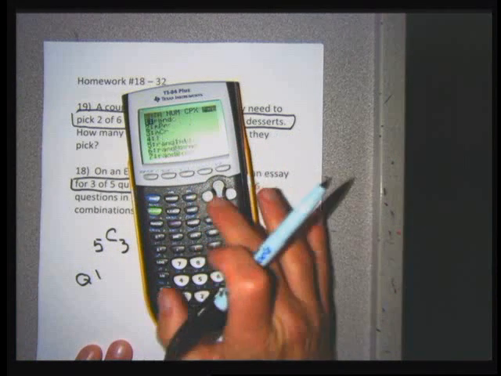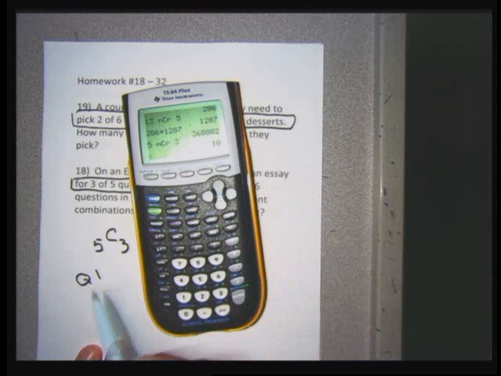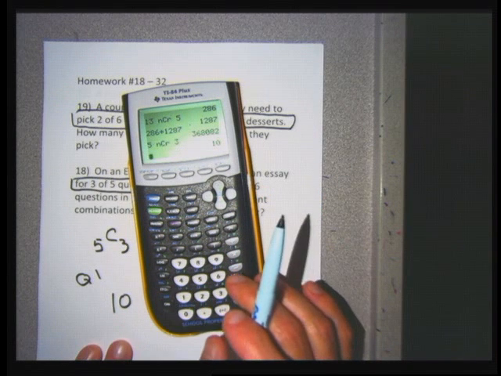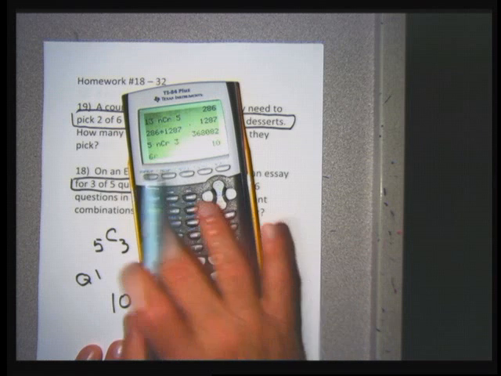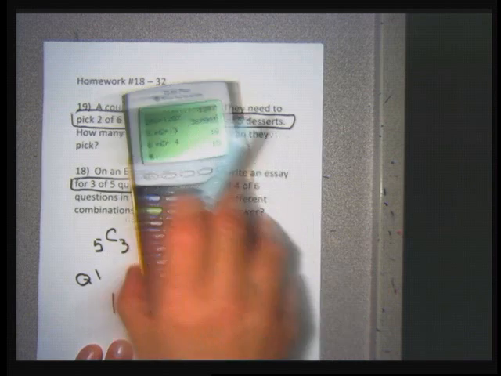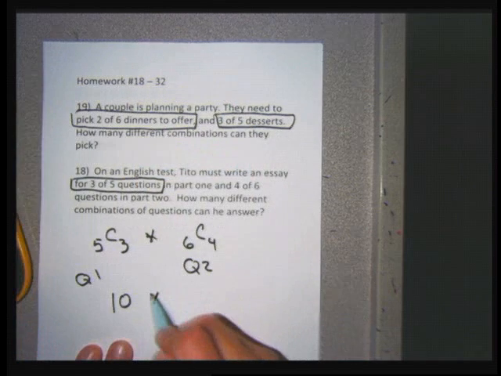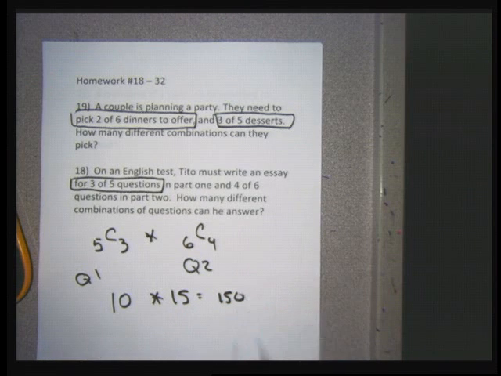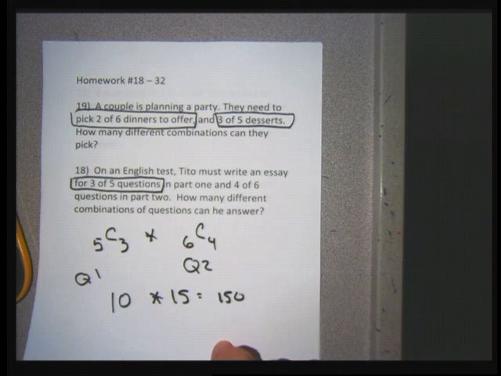5 math choose 3 is 10. So the first number is going to be 10. And then 6 math choose 4 is 15. So mine's going to be 10 times 15. And there's 150 different ways. You're going to do yours essentially the same way. You're picking 6 choose 2 and 5 choose 3, and you multiply the numbers together. It might even come out to the same number.